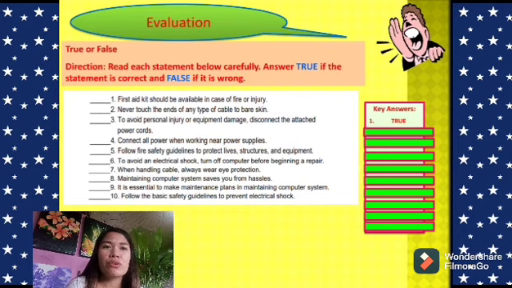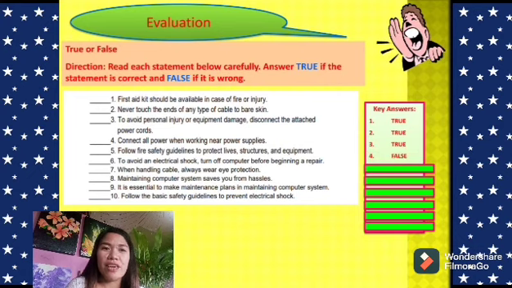How about number 2? Never touch the ends of any type of cable to bare skin. Correct. True. Number 3. To avoid personal injury or equipment damage, disconnect the attached power cords. Correct. We will proceed to number 4. Connect all power when working near power supply. False. Okay, you're right.